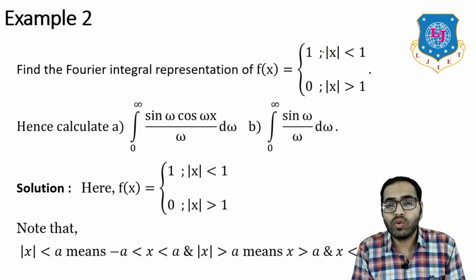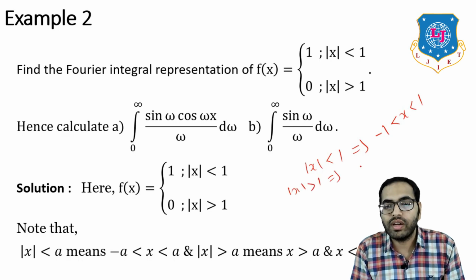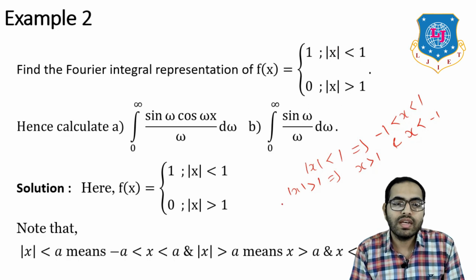According to that condition, we can say that mod x less than 1 is represented as minus 1 less than x less than 1, and mod x greater than 1 is represented as x greater than 1 and x less than minus 1. Inside this range, minus 1 to 1, the function has the value 1. If the value of x is between minus 1 and 1, the function is 1, and except that range, the function is 0.